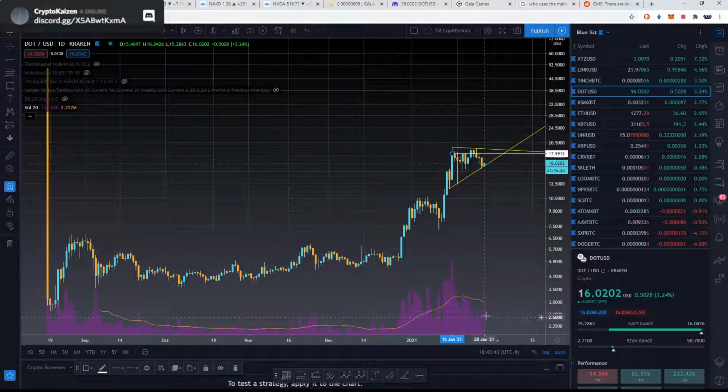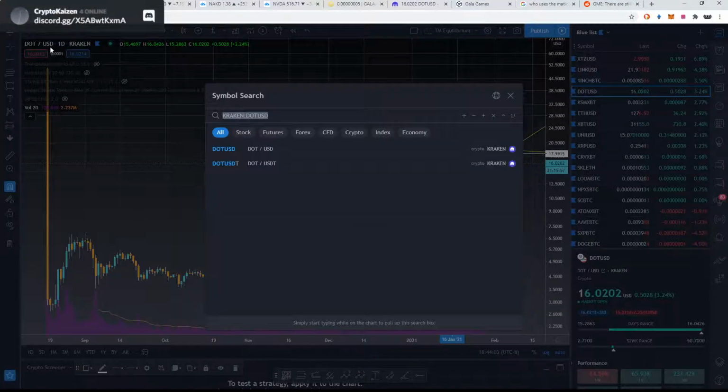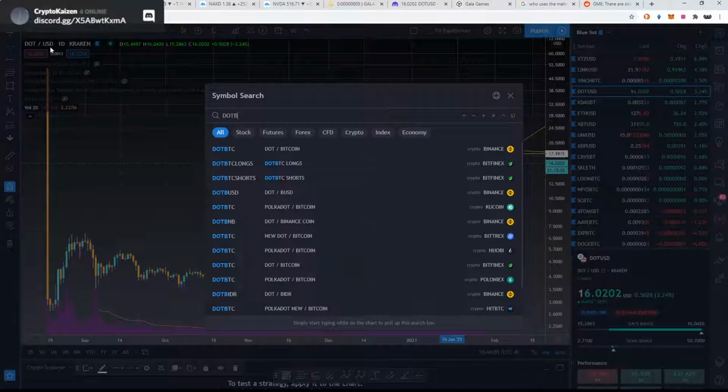It was decent on that dump, so not bad, but I don't like that candle. I would imagine we aren't going to see a lot of upside from here. Doesn't mean we can't. This is in USD. The reason I have it in USD, and I'll go to BTC in a moment, is because I'm doing leverage trades on the DOT USD. So let me go to DOT BTC.